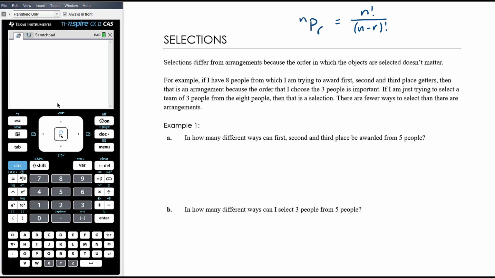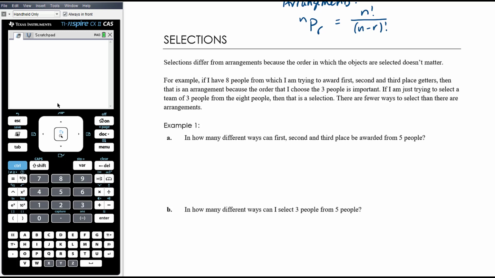Today what we want to have a look at is selections. So this is for arrangements, not for selections. Selections differ from arrangements because the order in which we select the objects does not matter. For example, if I have 8 people from which I'm trying to award first, second and third place getters, then that's an arrangement because the order that I choose the 3 people matters. Whereas if I am just trying to select a team of 3 people from 8 people, then that's a selection.